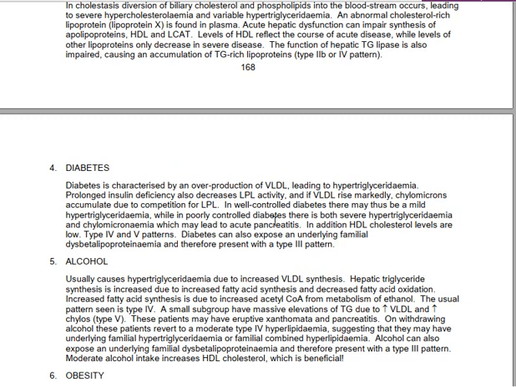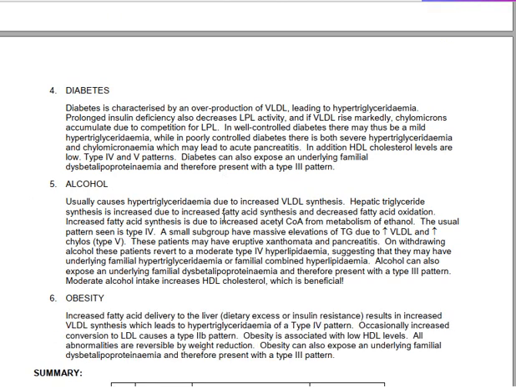With a poorly controlled diabetic patient, you have severe hypertriglyceridemia, and you also have chylomicronemia, which can result in acute pancreatitis. That's why you need to know that the major complication of severely high triglyceride level is going to be pancreatitis. Is it clear?